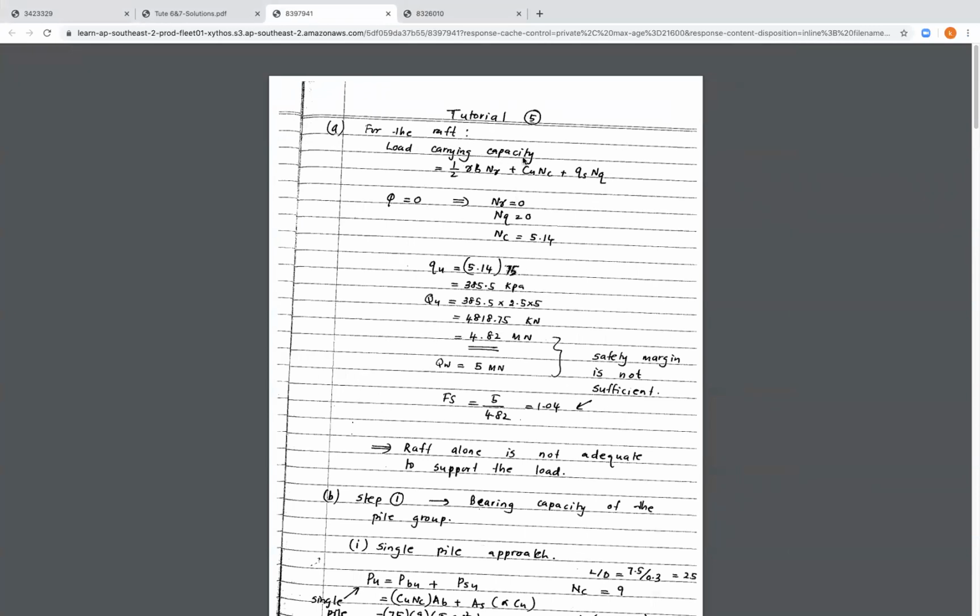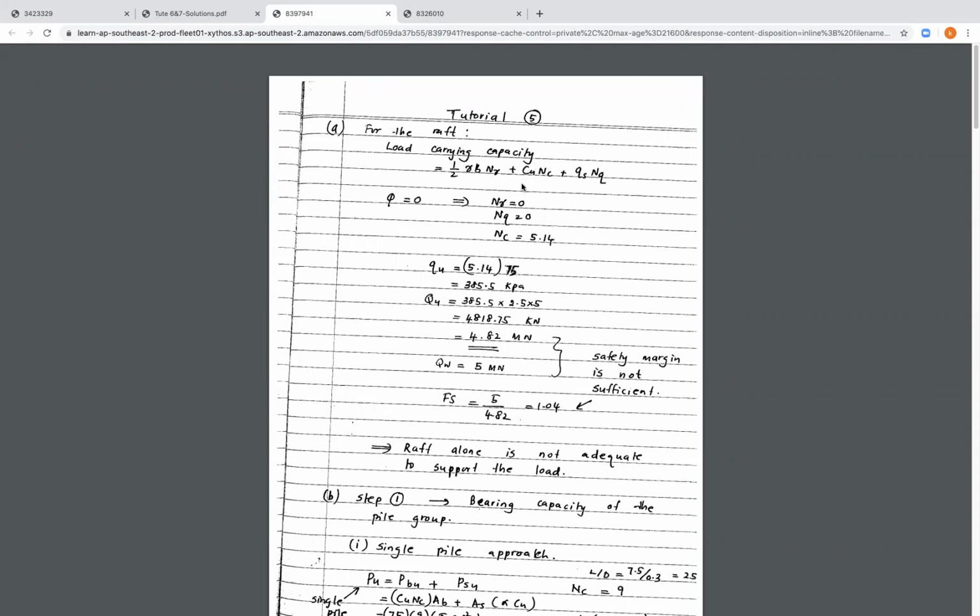So the load carried by the capacity is the same. This is the Meyerhof formula for shallow foundations for the load carrying bearing capacity. If we apply this formula, obviously we only have a clay layer. So for the clay layer, the friction angle is equivalent to 0, so the bearing capacity factors Nγ and Nq will be equivalent to 0. We only end up with the Nc value, which is 5.14.